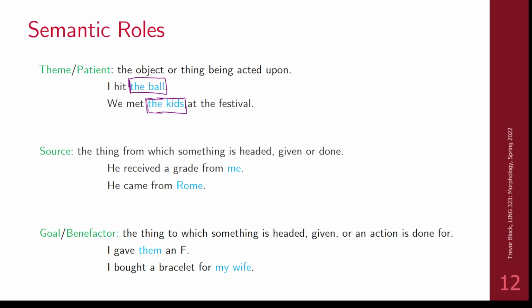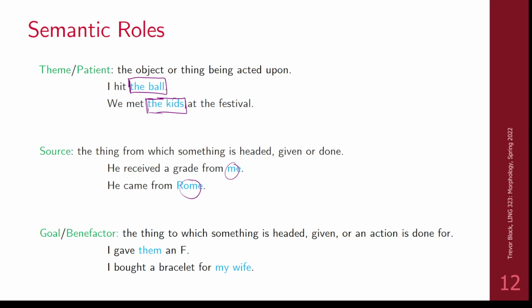We have these other types, which is mainly for oblique case that we see: source, goal, benefactor, and instrument, which we'll see. These are all usually in prepositional phrases. And source and goal are like from some place to some place. So he received a grade from me. This is who you're receiving it from. He came from Rome. This is where you came from. This is the source of whatever you're talking about.